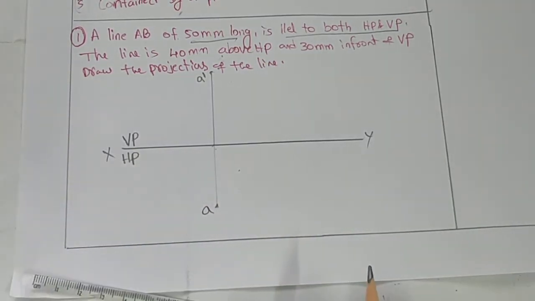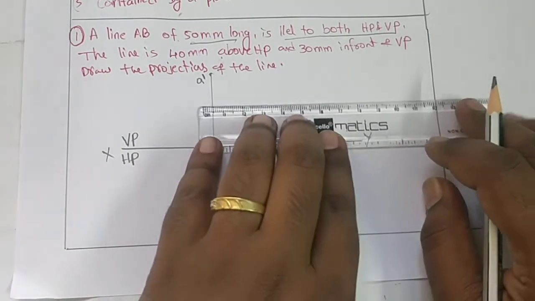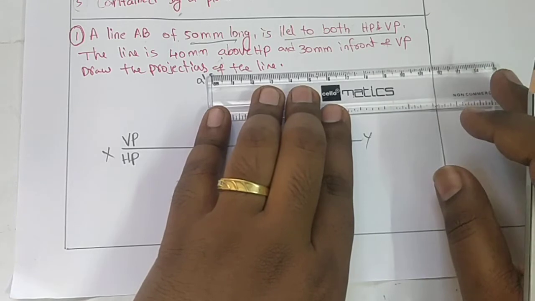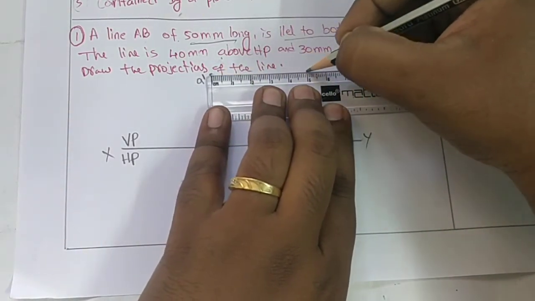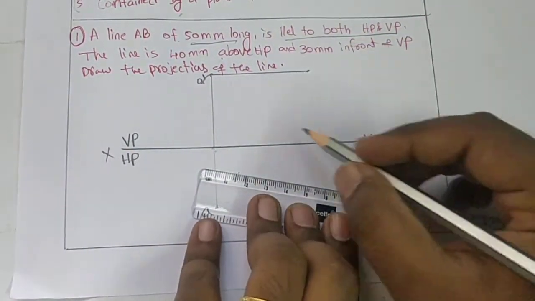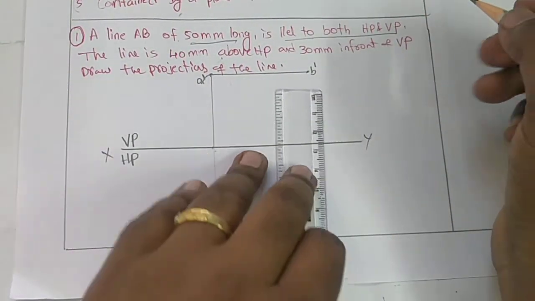Up to now, we projected the starting point of the line, but the line contains two ends, start and end points. Up to now we projected the start point. Here the length of the line is 50 mm. From A dash to B dash, the length is 50 mm. It is parallel to the HP, so it is parallel to XY. It is A dash, B dash, the front view of the line.